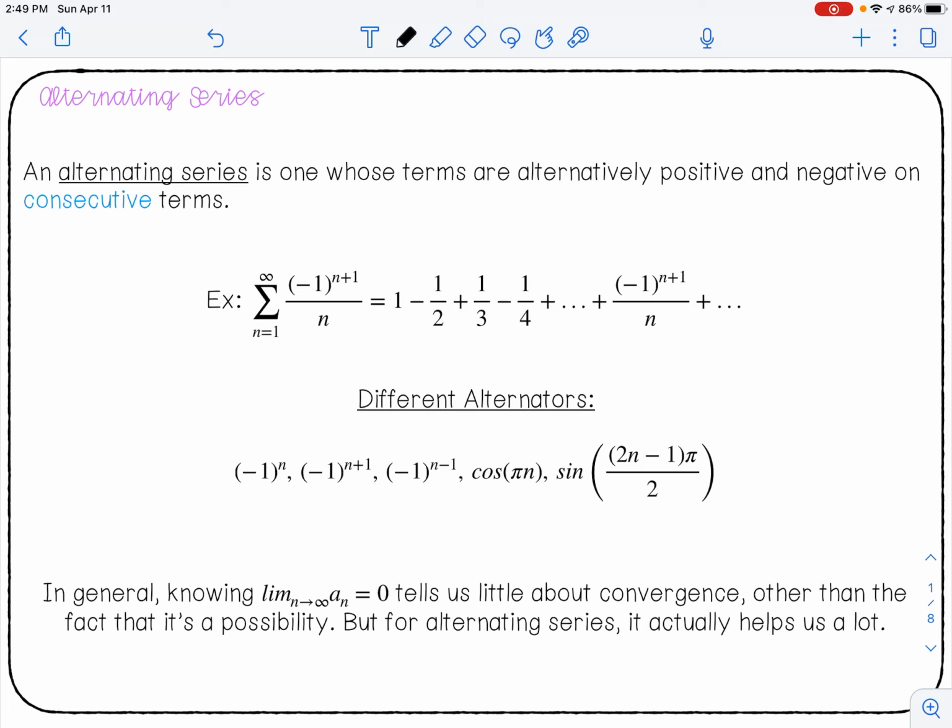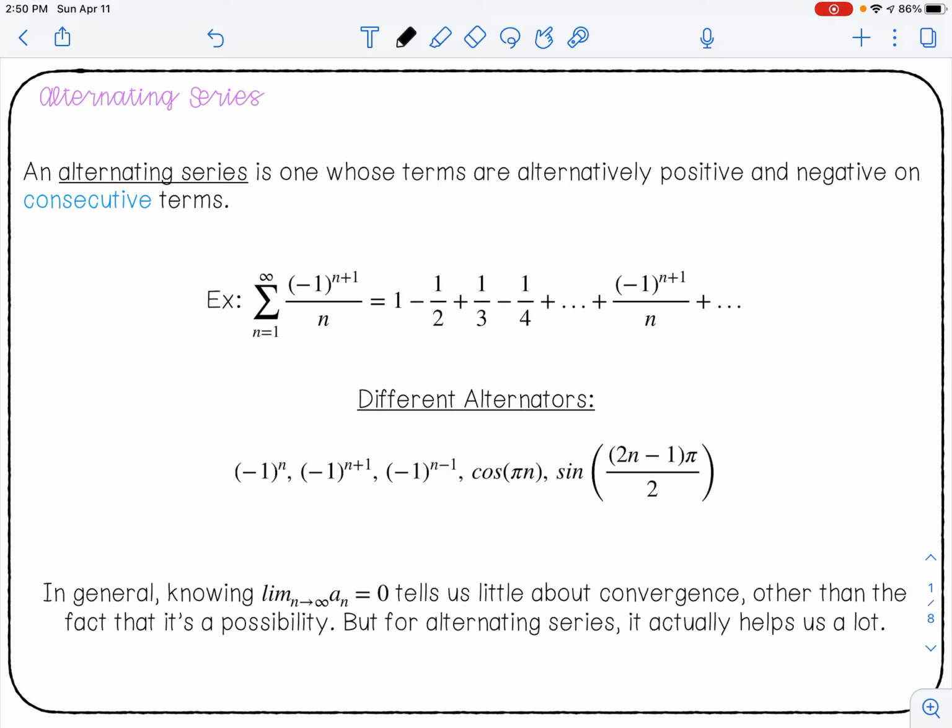If I just plug in n of 1, 2, 3, etc., I end up with the terms 1 minus 1/2 plus 1/3 minus 1/4, out to infinity. So we can recognize an alternating series if it has an alternator. Some different alternators that you might see inside of a series are negative 1 to the n, or negative 1 to the n plus 1, or n minus 1 power. The difference in the exponents is just changing whether you're going positive, negative, or negative, positive.